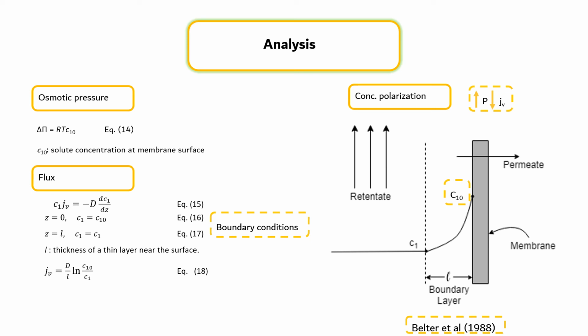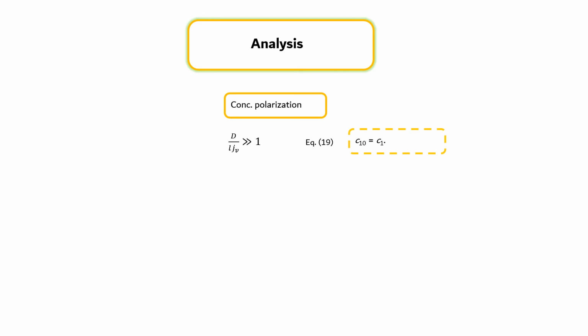The flux can be estimated using equation 15 until equation 18. A plot of flux versus the logarithm of reservoir concentration C1 should be a straight line. In order to estimate the ultrafiltration time for a given volume, let's consider the case of little concentration polarization as shown in equation 19.